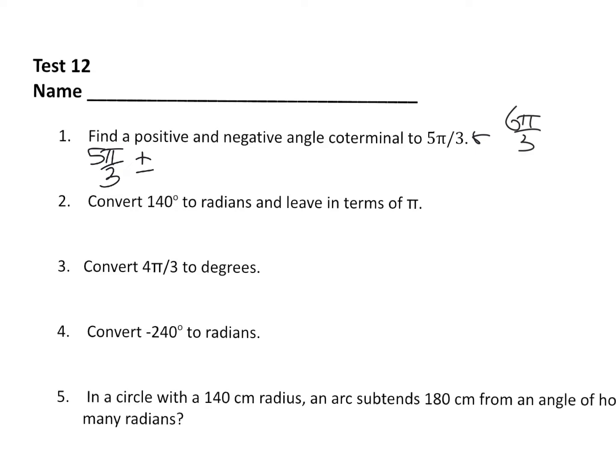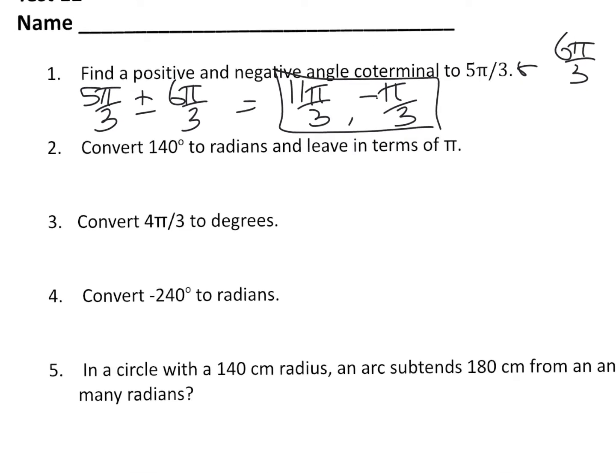So 6 pi over 3 is really 2 pi. So I'm going to add and subtract 6 pi over 3 to 5 pi over 3. If you do 5 plus 6 pi, that's 11 pi over 3. That's the positive one. And if you subtract 5 minus 6, you get negative 1 pi over 3, and that's a negative one. That's all you got to do there.